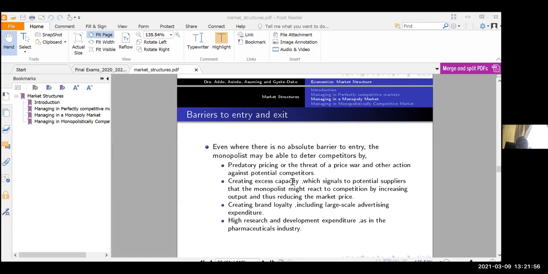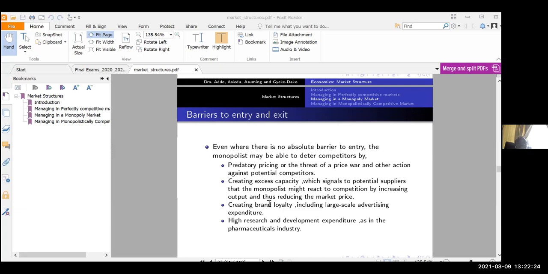Predatory pricing or threat of price war. Some firms will not do the predatory pricing directly. They will just increase capacity. They will supply too much and oversupply will push prices down. So creating excess capacity signals to potential suppliers that a monopolist might react to competition by increasing output and therefore reducing market price. They will just supply so much and the price level will fall.